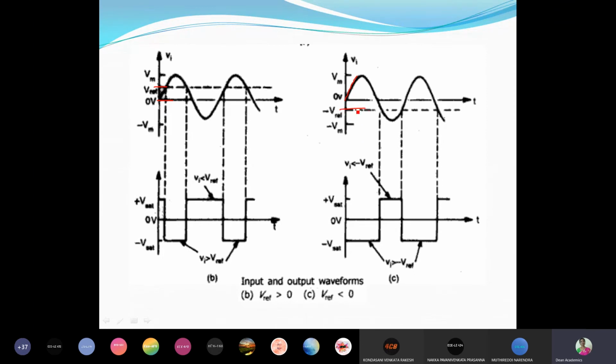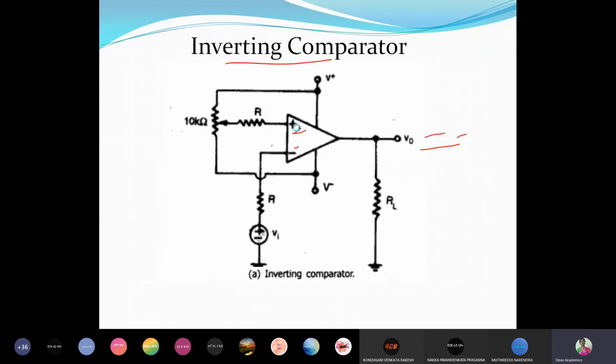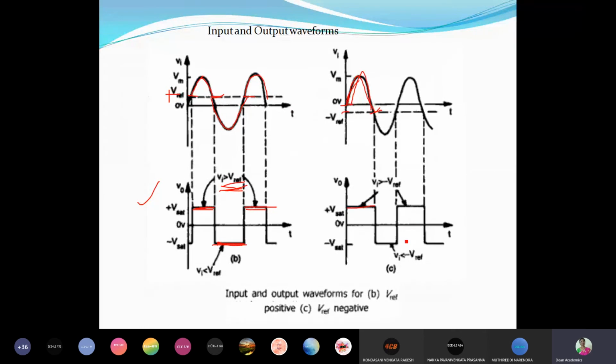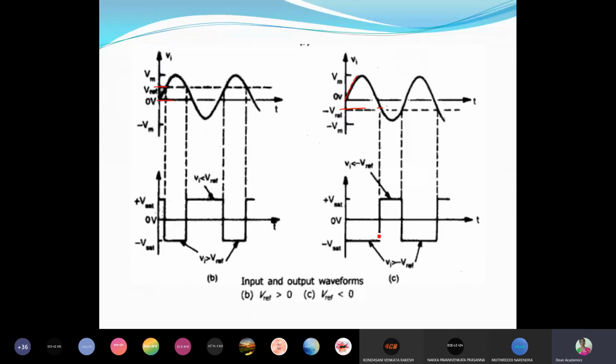When we take negative reference voltage, then what will happen? Same statement. As long as Vin is greater than V reference, output should be at plus Vsat because it is non-inverting. For the inverting comparator, output will be the negative of that, therefore it will be minus Vsat. So then plus Vsat, minus Vsat. You know there will be a phase difference. Therefore, if you learn what a non-inverting comparator is, from that you can develop the inverting comparator. So this is what about various comparators.